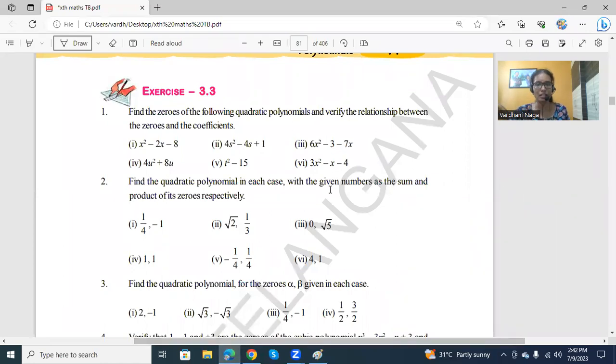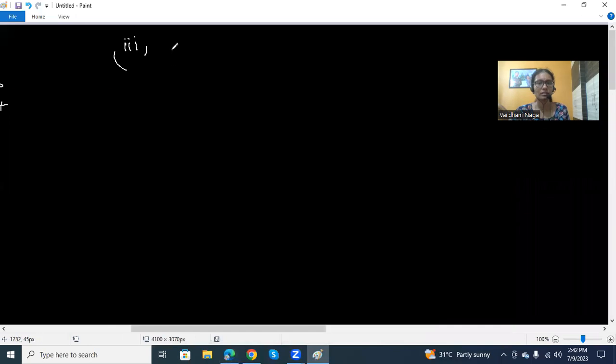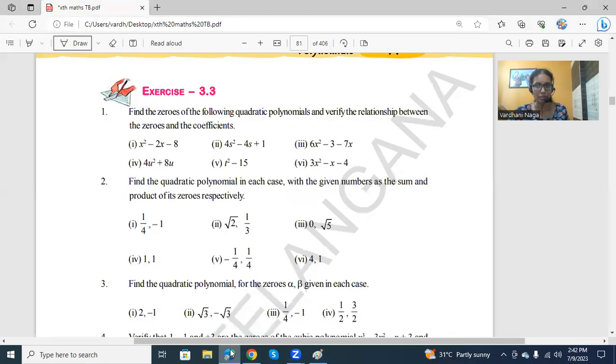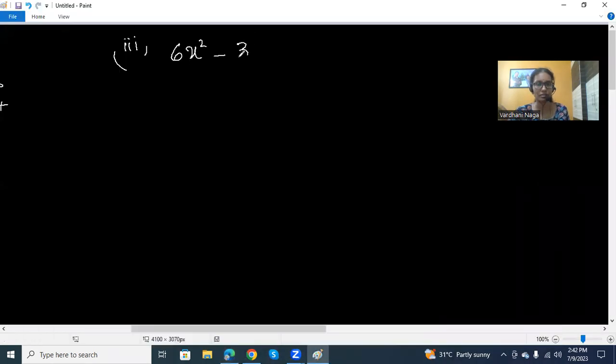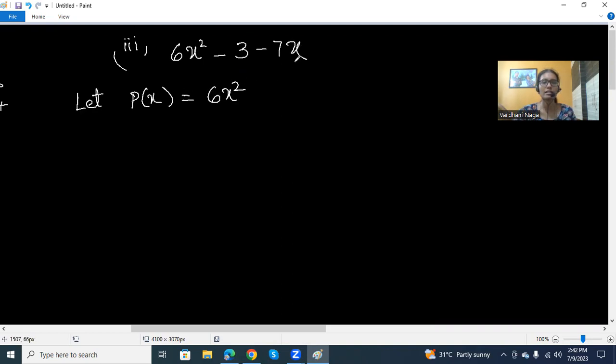6x square minus 3 minus 7x. See, this polynomial is looking different. It is not in standard form. You need to do the rearrangement here. Let p of x is equal to 6x square. Next the x term should be there, so write minus 7x, then minus 3.